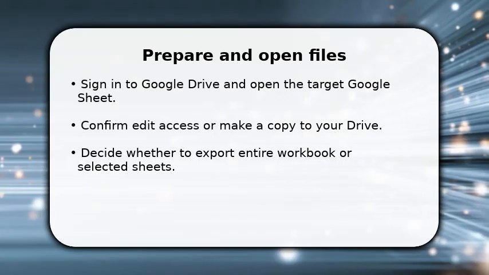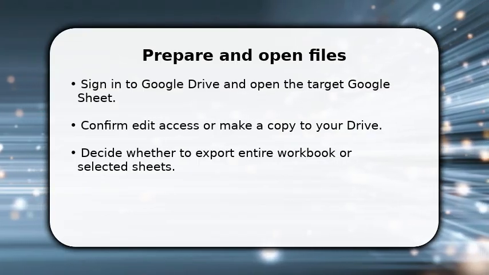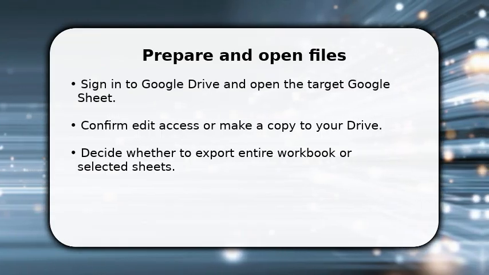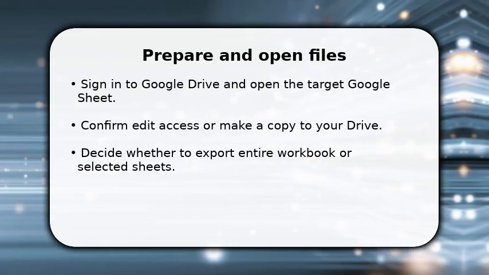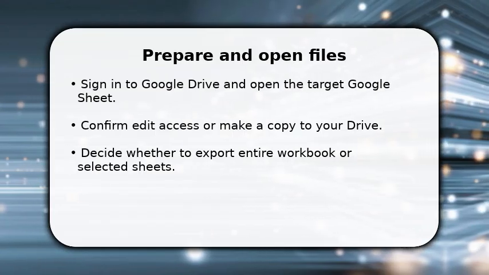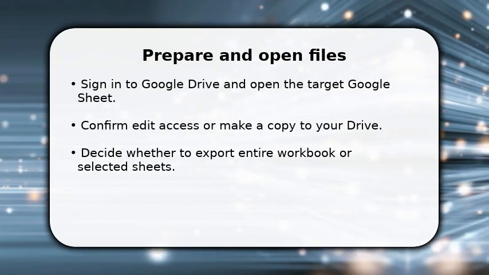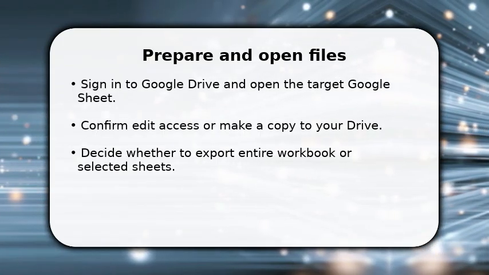You start by opening the Google Sheet you want to export. Make sure you have edit or view access that permits downloading. Once open, verify which sheets you need, either the whole workbook or specific tabs, and consider making a copy to avoid accidental changes. Next, navigate to File, Download to view export options.